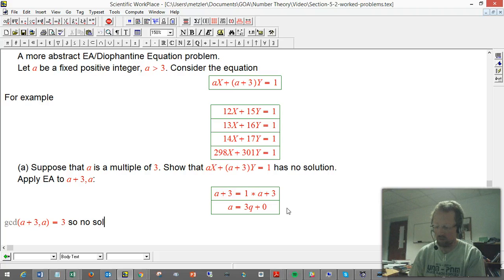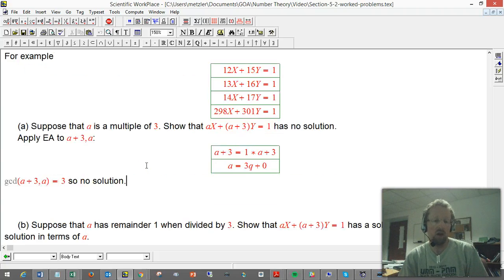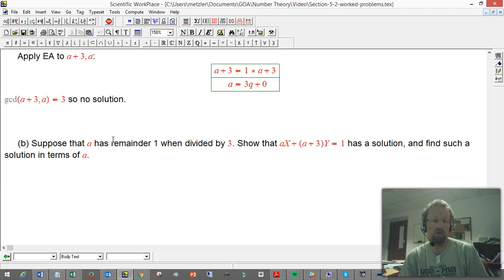Now, there's only two other cases. a could be 1 more than a multiple of 3 or 2 more than a multiple of 3. That's what the division theorem says. I'll just have us do 1. You can do the other one yourself if you want. So now suppose that a has remainder 1 when divided by 3.